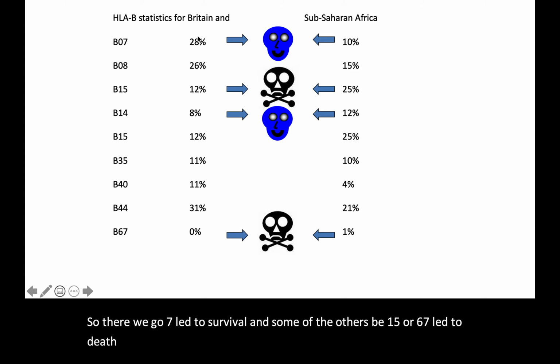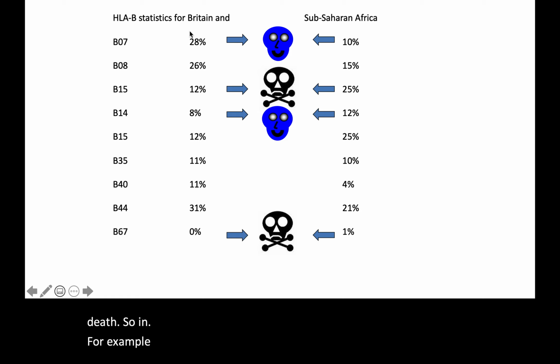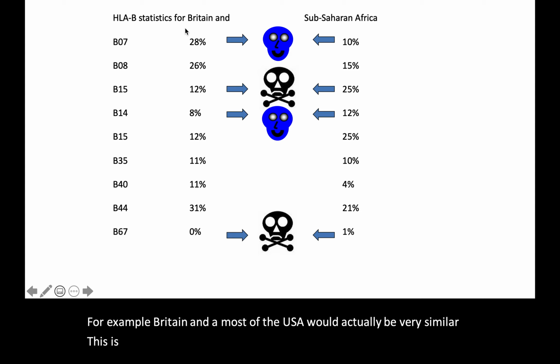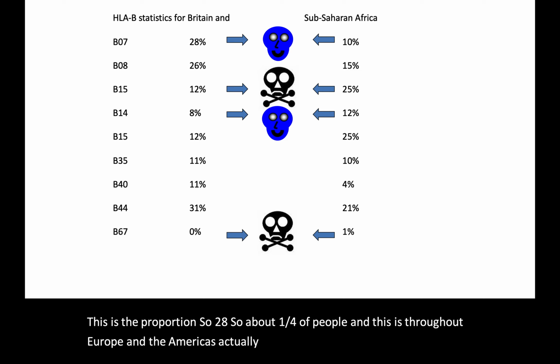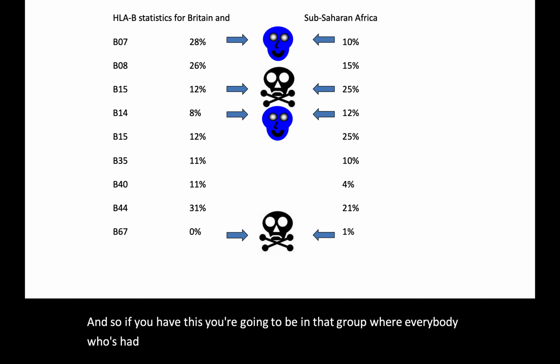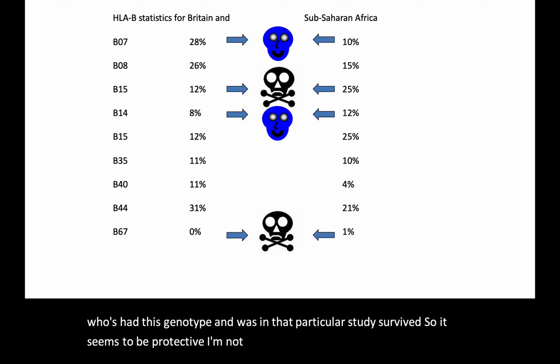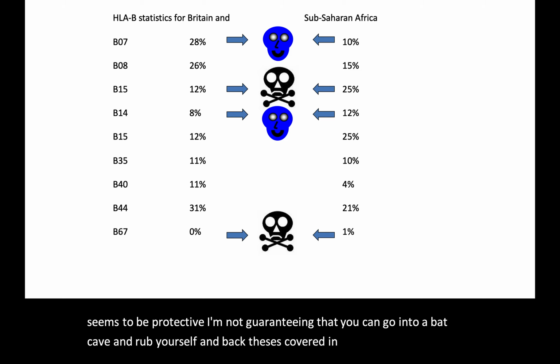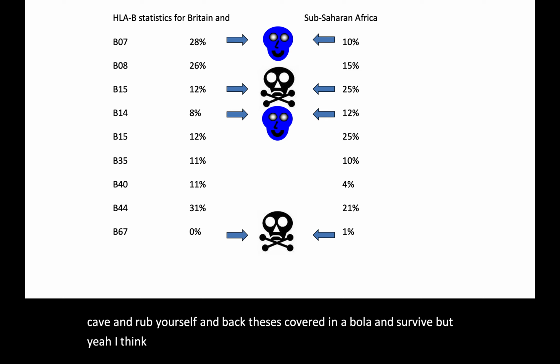So, for example, Britain and most of the USA would actually be very similar. This is the proportion. So 28%, about a quarter of people, and this is throughout Europe and the Americas actually, would have HLA B7. It's a very common type. And so if you have this, you're going to be in that group where everybody who had this genotype in that particular study survived. So it seems to be protective. I'm not guaranteeing that you can go into a bat cave and rub yourself in bat feces covered in Ebola and survive. But I think you'll have a better chance than others.